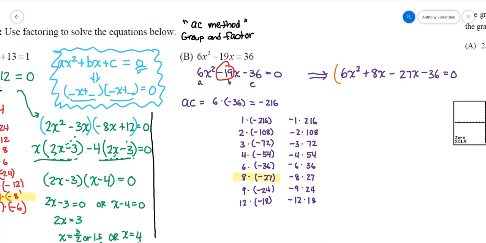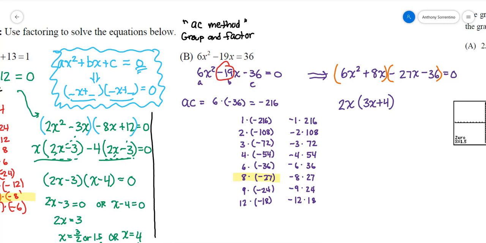So I'm going to group the first two together, and the second two together, and I'm just going to try to figure out what will factor out of the first group. Both of them will factor out an x, but I can also factor out a 2. So I'm going to factor out a 2x, leaving me with 3x plus 4 inside the parentheses. I want to factor something out of the second group, and I'm looking for this 3x plus 4 again, and so that kind of helps direct me a little bit.